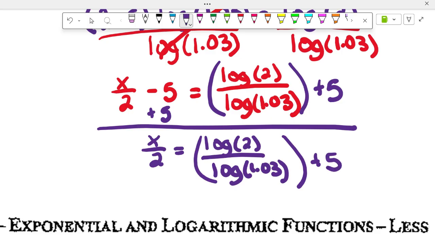Now, technically x is being divided by 2. So how do I get rid of the dividing by 2? We multiply both sides by 2. Now, just like with adding the 5 to everything, we're multiplying the 2 to everything. So we're doing another set of parentheses.